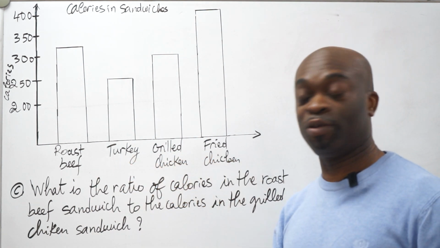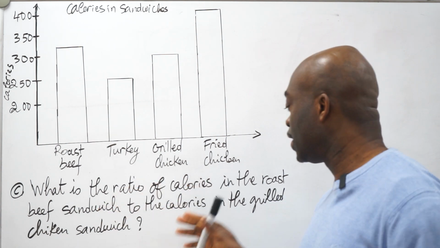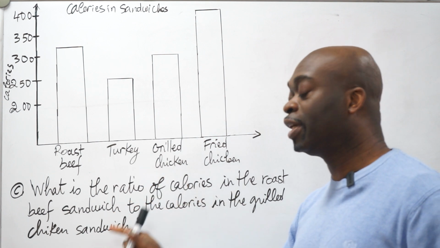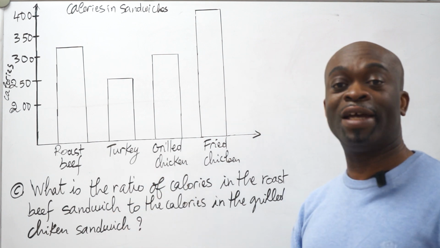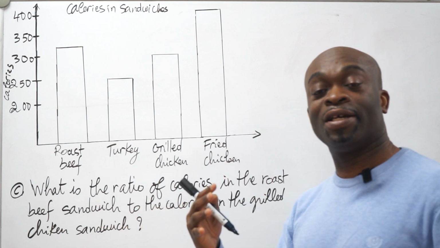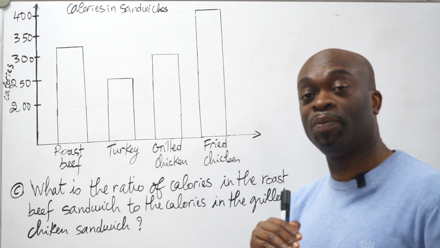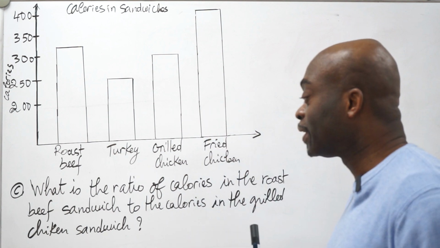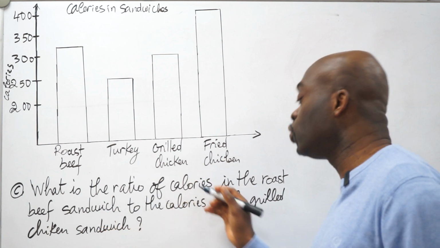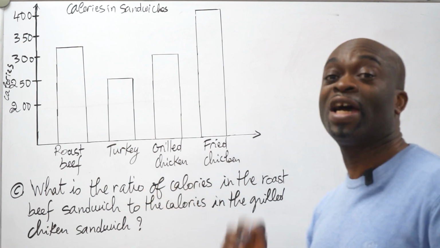Now, C says, what is the ratio of calories in the roast beef sandwich to the calories in the grilled chicken sandwich? So what are we trying to write? The ratio. And to write the ratio is the same thing as writing a fraction, so there's a number on the top and another number at the bottom. Which one is going to be on the top? We're talking about the roasted beef sandwich first to the calories of the grilled chicken, so the roasted beef has to be on the top.